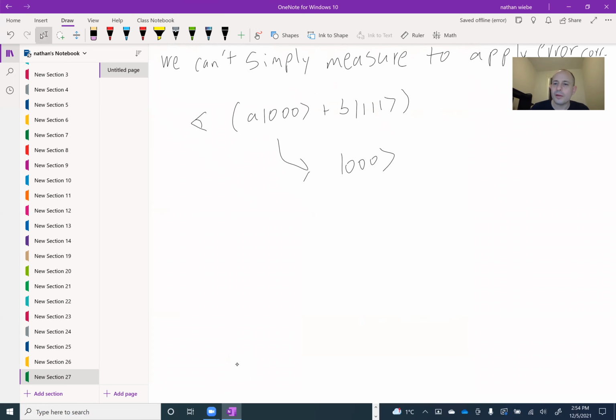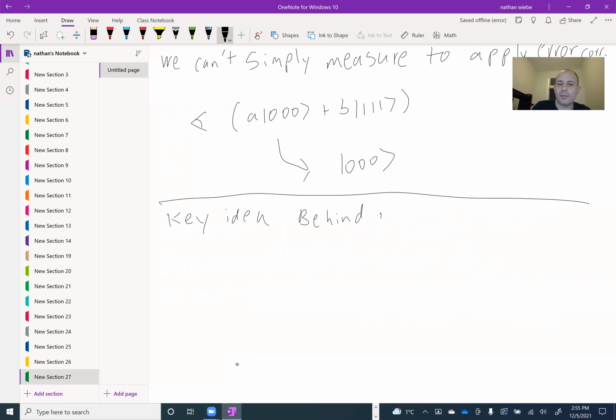But fortunately, that wasn't exactly true. Quantum error correction indeed is possible, but we have to be more sensitive and think more clearly about how we perform our operations on it. And so the key idea behind making error correction work is applying projectors.